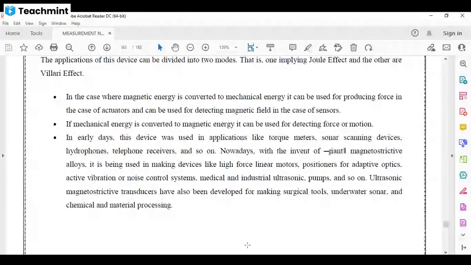And the ultrasonic magnetostrictive transducer has been developed for making surgical tools, underwater sonar, and chemical and material processing. So the application is that it can be used in the development of surgical tools, underwater sonar, and chemical and material processing industries.